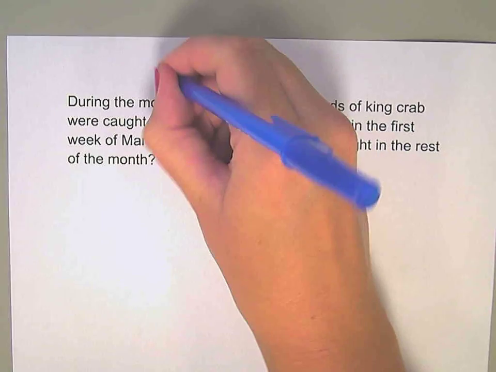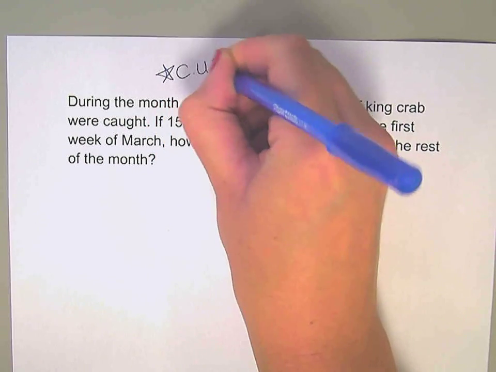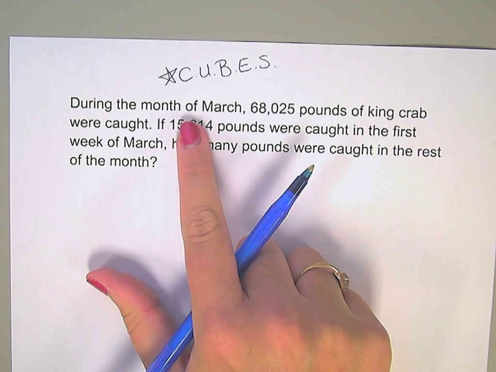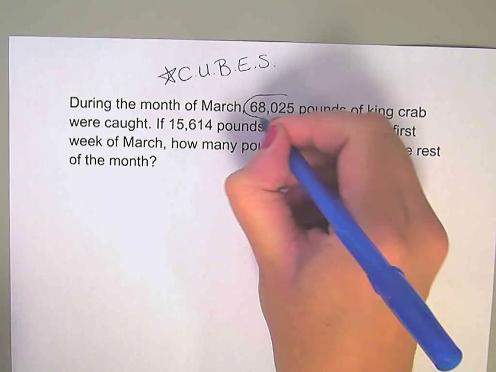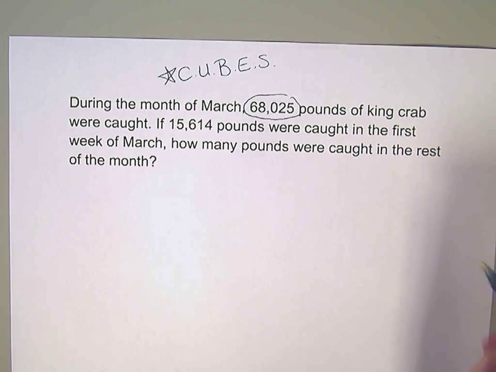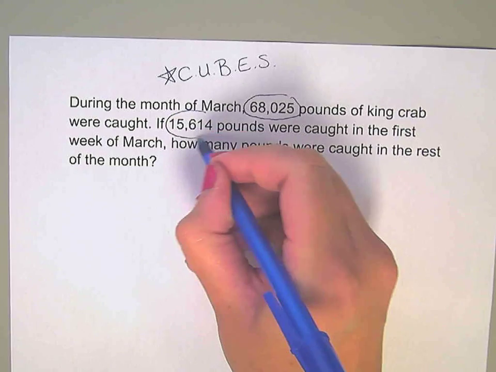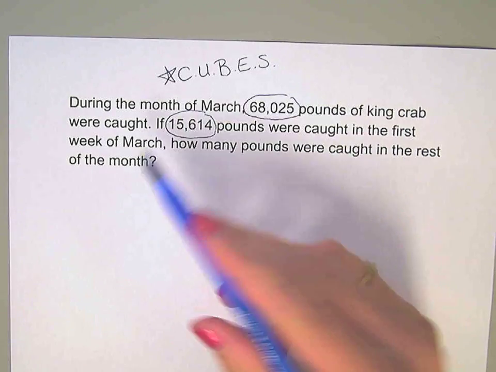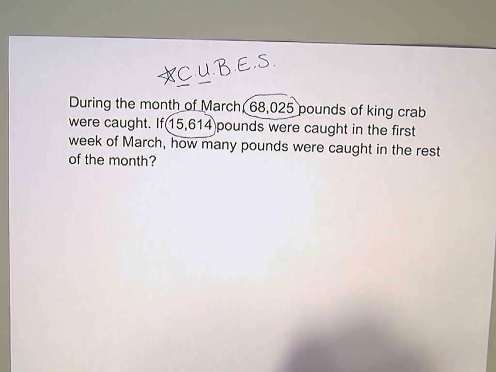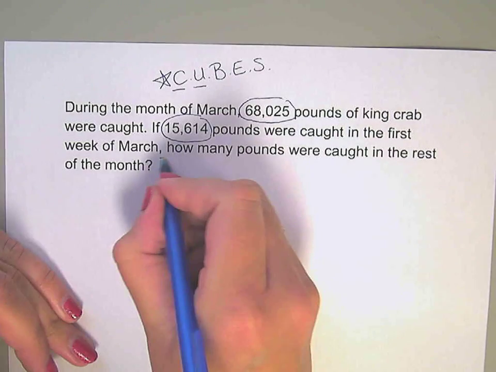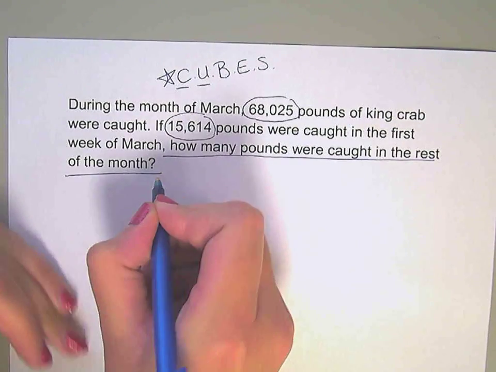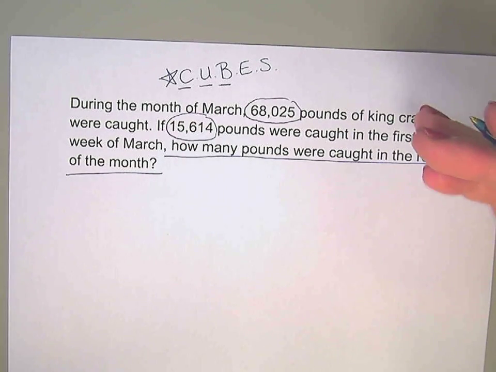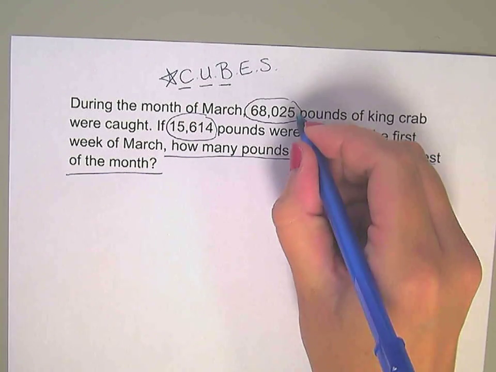Okay, so once again, I'm going to always start off with cubes, and then I'll move to my tape diagram. I'm going to circle my important numbers. During the month of March, 68,025 pounds of king crab were caught. If 15,614 pounds were caught in the first week of March, how many pounds were caught in the rest of the month? I've circled. Now I need to underline my question. Back it up from the question mark. How many pounds were caught in the rest of the month? Now I need to box in math action words. Anything that tells me something important or tells me the units. My units in this case are pounds.